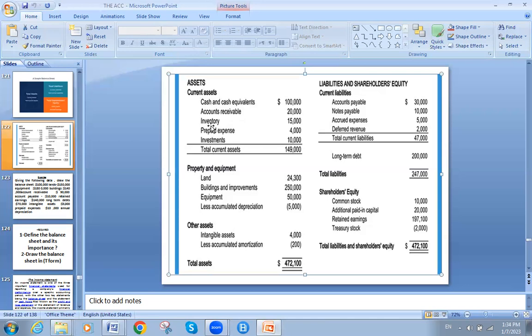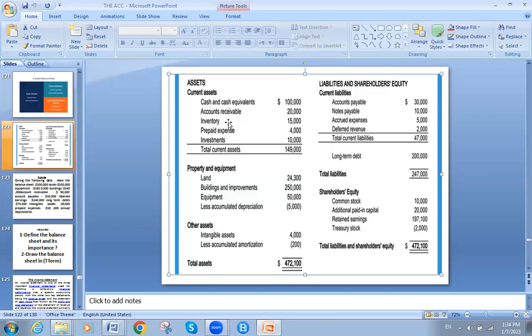Inventory is the same thing. The inventory is what you keep in your company, like raw materials, finished goods, semi-finished goods, everything like that. So you keep it in your company and we call it inventory.